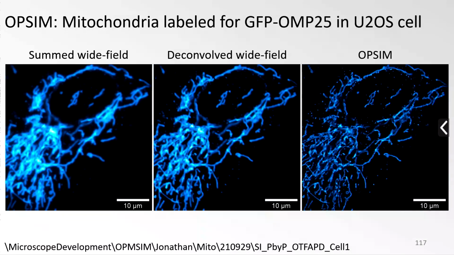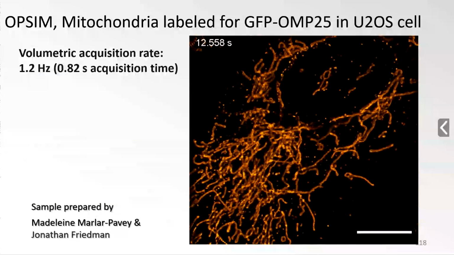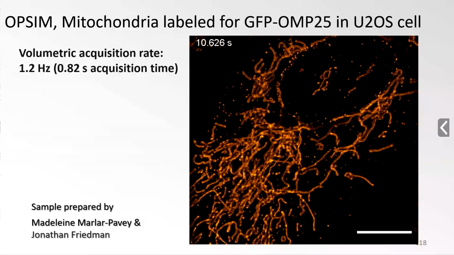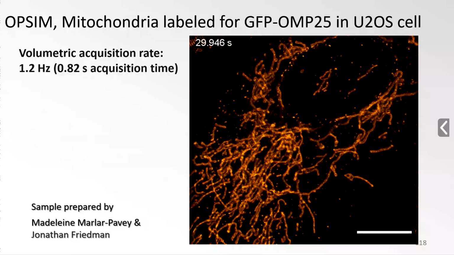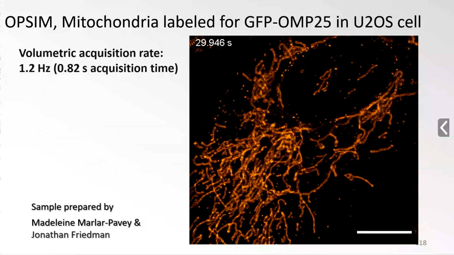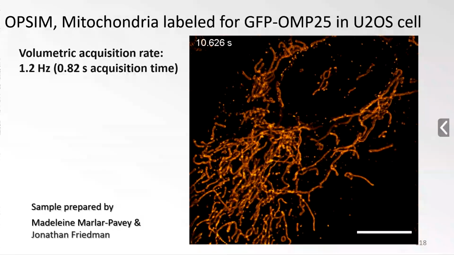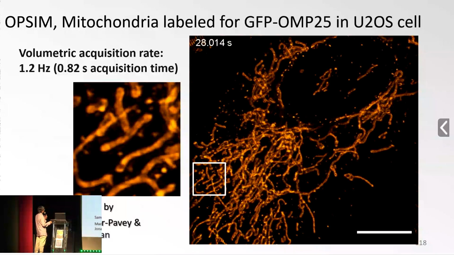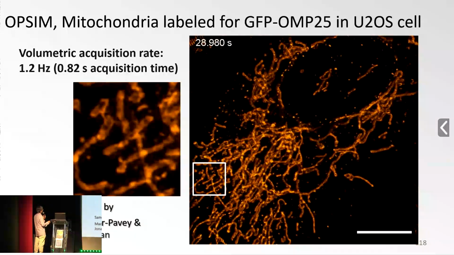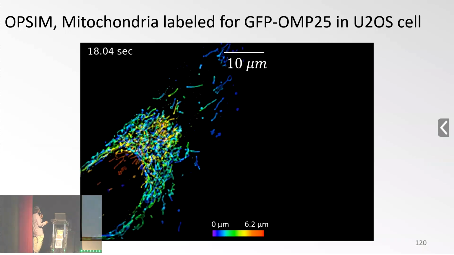And here, just showing you the comparison of the wide field image, the deconvolved wide field image, and the structured illumination images on our OPM. And of course, we can do this live. So this volumetric acquisition rate is 1.2 Hertz. So this is 0.82 seconds per volume. So yeah, this is the dynamics of the mitochondria in a U2OS cell. If you zoom in here, you can probably appreciate the fission of the mitochondria.